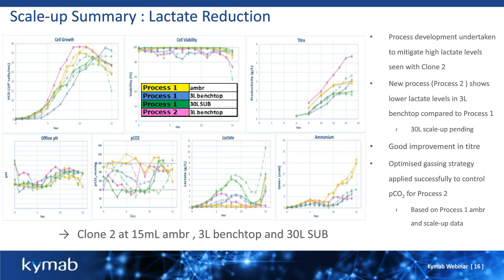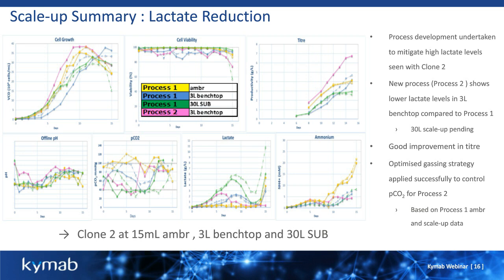Now if you look at the lactate chart in the bottom row, you can see that the 3-liter benchtop run using process 2 shows a much lower end-of-run lactate level compared to the corresponding process 1 conditions. Also, we were able to significantly improve the product titer by using this new process.